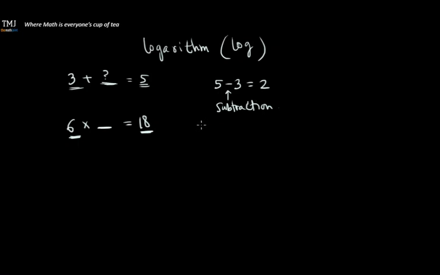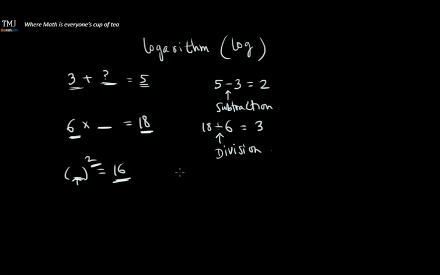The operation is division. If I do 18 divided by 6, I get the answer, which is 3. So we use the mathematical operation of division. Another example: if I want to find out what number squared gives us 16, what's the number? Another way of asking is, what mathematical operation do I use with these two numbers so as to get this number?